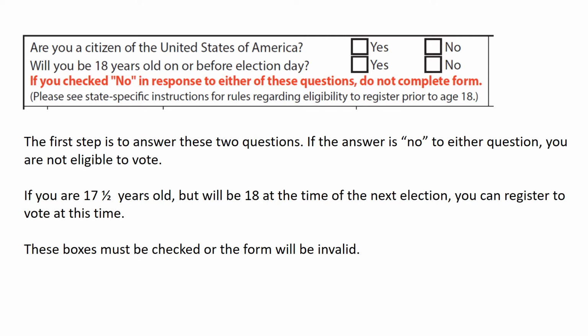The first step is to answer these two questions. If the answer is no to either question, you are not eligible to vote at this time. If you are 17.5 years old, but will be 18 at the time of the next election, you can register to vote at this time. These boxes must be checked or the form will be invalid.